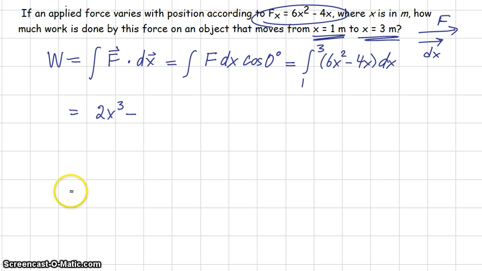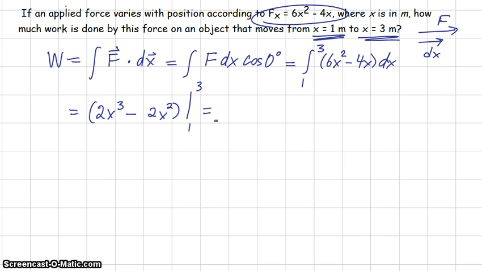Then we take the antiderivative of 4x. So x to the power 1 turns into x to the power 2, x squared. Divide by that new power. 4 divided by 2 is 2. So the antiderivative of 6x squared minus 4x is 2x cubed minus 2x squared. And then we still need to evaluate that at the limits 1 and 3.